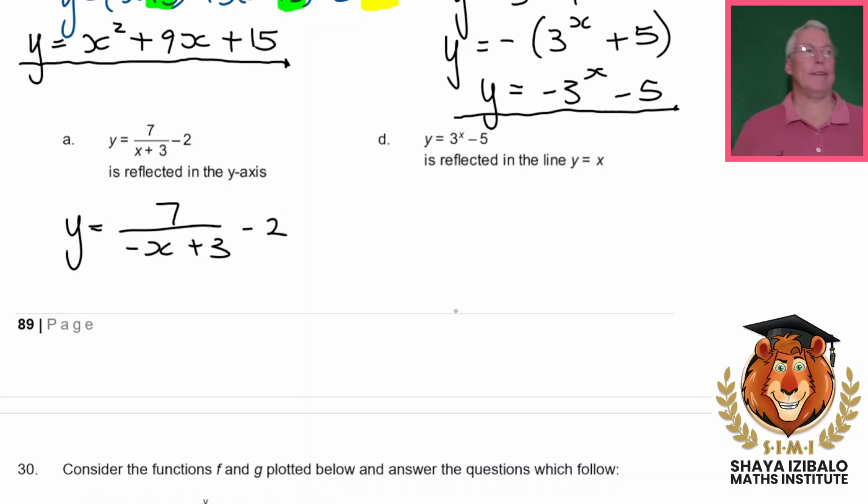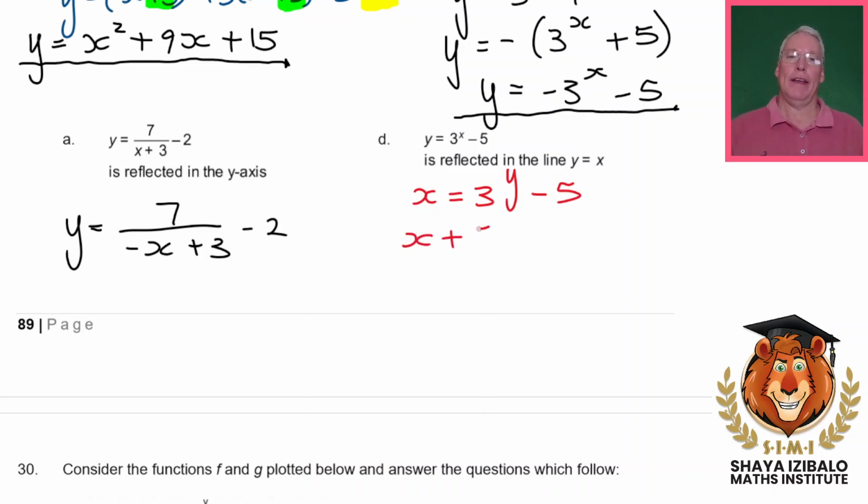And how do we reflect a graph in the line y equals x? When do graphs reflect in the line y equals x? When we've got the inverse. So how do we find an inverse? Let's remember that. We're going to swap x and y around. X is 3 to the y minus 5. Now we're going to solve for y. So we add 5 to both sides. X plus 5 is 3 to the y.